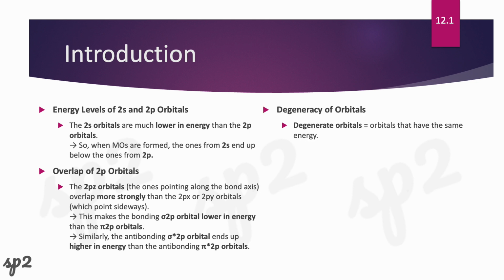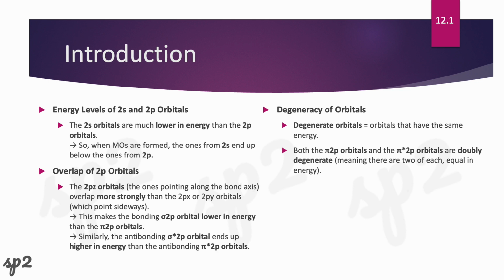Okay, now the last one that I want to remind you about is the degeneracy of our orbitals. Degenerate means that they have exactly the same energy level. So when you're looking at your pi 2p orbitals, there are two of them, and they both are going to have the same energy. We call them doubly degenerate, and that will be the same for your pi star 2p orbitals. These are the ones that have two copies of the same orbital with the exact same energy, okay? Cool.